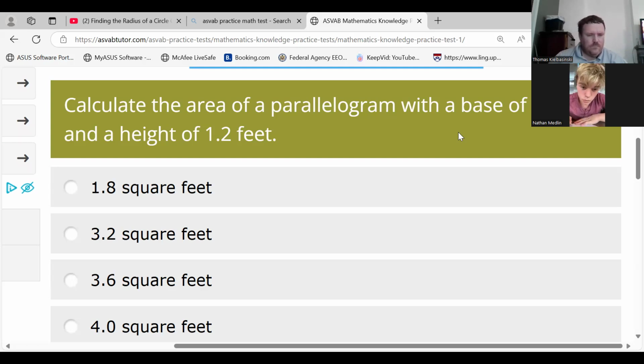All right. Parallelogram is the sideways. Okay, I think I know how to do it. The height of it is 1.2. Uh, is it C 3.6?